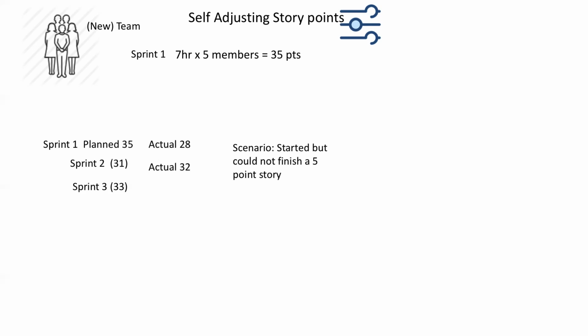There are various ways of handling this, but one of the ways to illustrate the self-adjusting nature is that you let this 5-pointer story slip into the next sprint, which is sprint 4, and take only 28 points of credit instead of 33, because you haven't quite finished that 5-pointer. Even though it is mostly done, you don't want to take credit here.